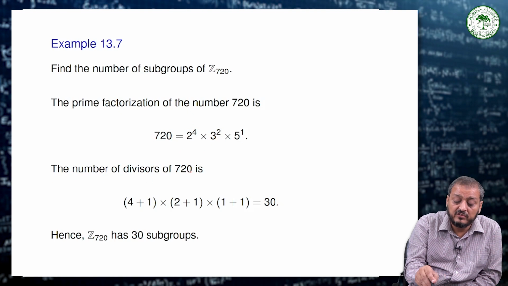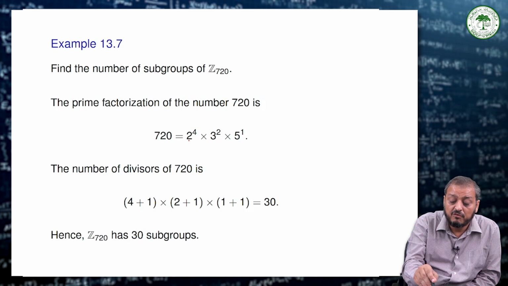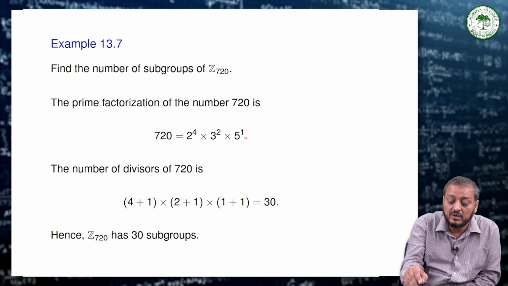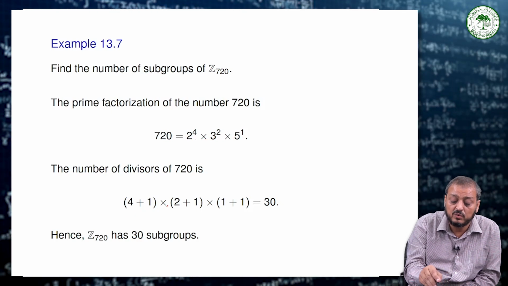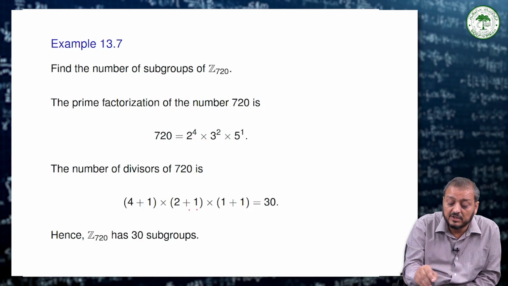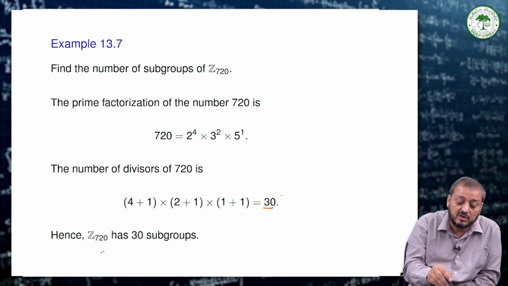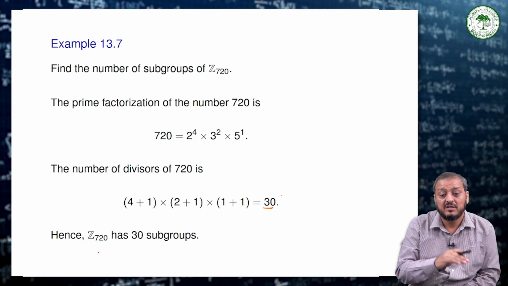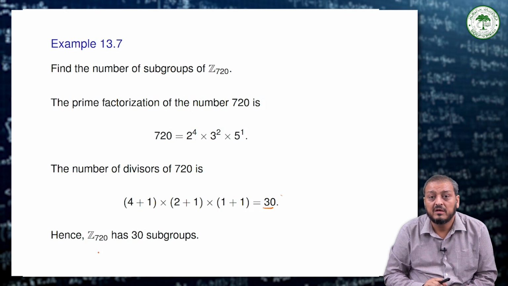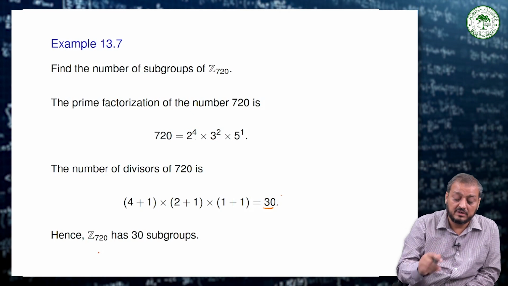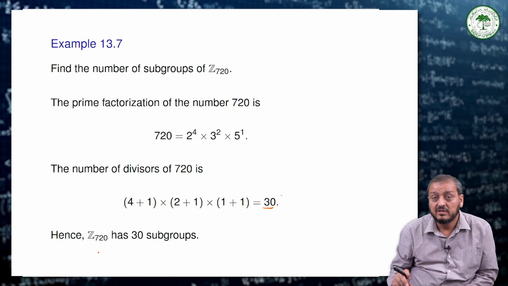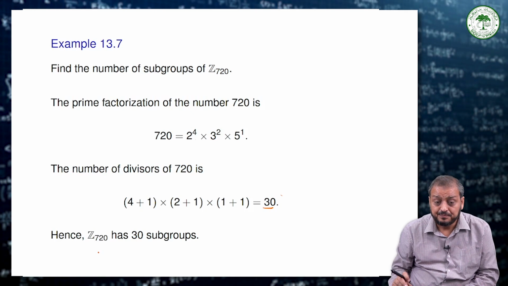So the number of divisors of 720 is (4+1)(2+1)(1+1), that is 5 times 3 times 2, which equals 30. Hence Z720 has 30 subgroups. So Z720 has 30 subgroups.